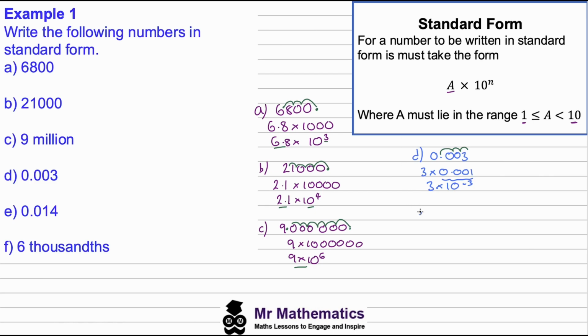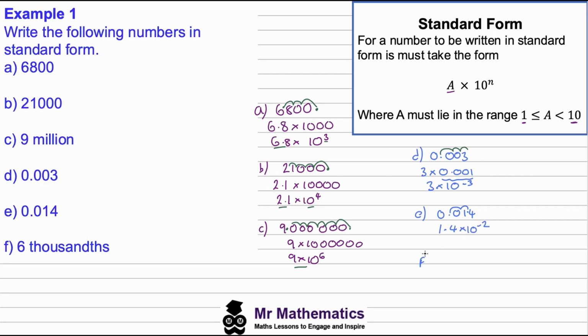Okay, so how did you get on? Let's go through this. We've got 0.014. We need to move a decimal point in front of the 1, so it becomes 1, 2. But we're moving it to the right, so we get 1.4 times 10 to the negative 2.